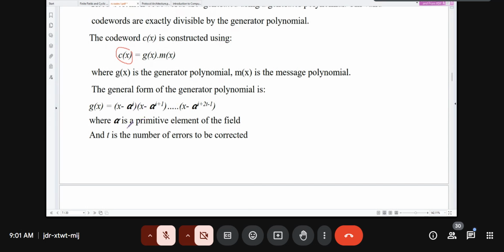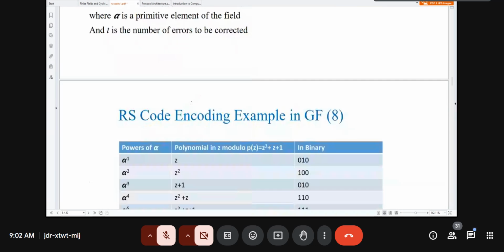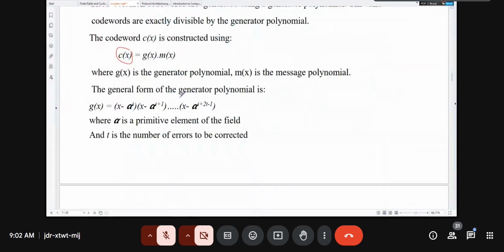When you see alpha to the i, you may get confused, but i can simply be 1. So you start with alpha to the 1, alpha to the power of 2, up to alpha to the 2t, where t is the number of errors to be corrected. That's how you construct your generator polynomials. Let's do a simple example.